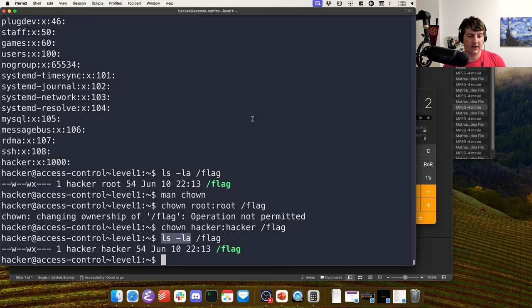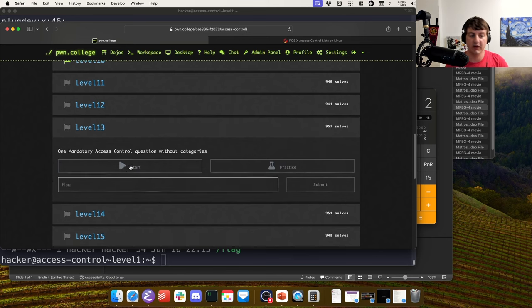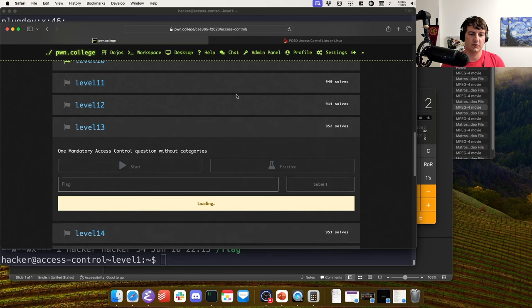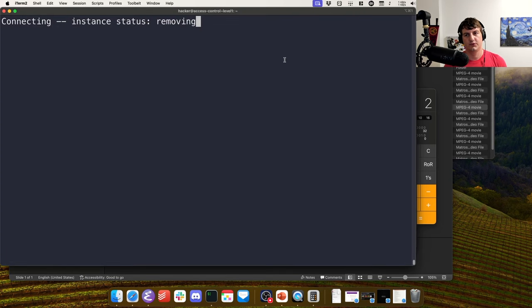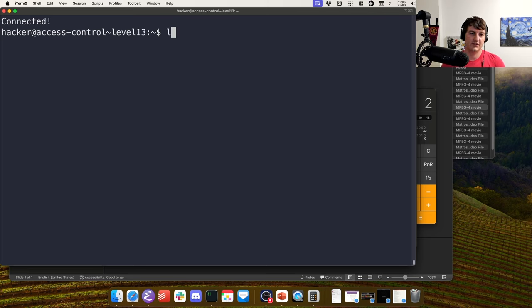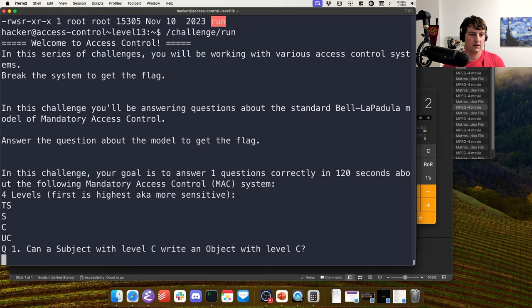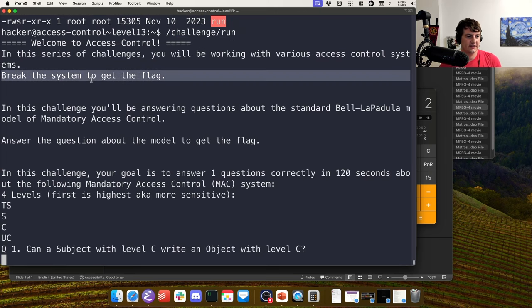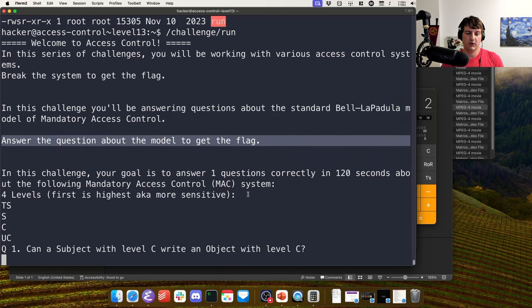Okay, that's for these levels, and then at level 13, or the current-ish level, at some point, again, I don't want to tie down too much, the levels will change to something like this. This switches over to see if you understand the Bell-LaPadula model of mandatory access control. So again, it should be challenge run. Break the system to get the flag. You'll be answering questions, so this is actually testing your knowledge and making sure you understand Bell-LaPadula. Answer the question to get the flag.